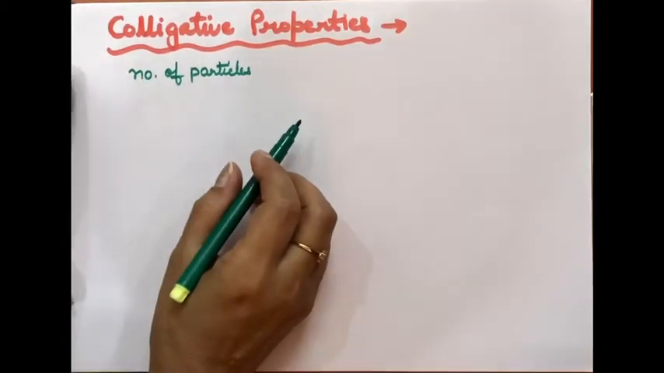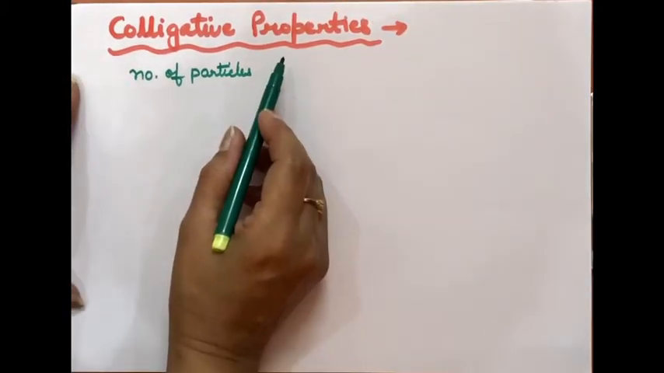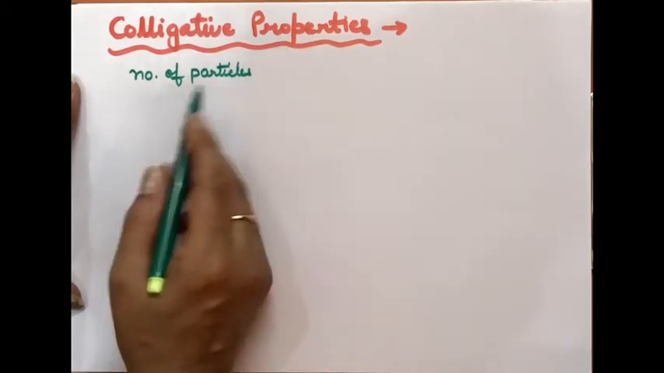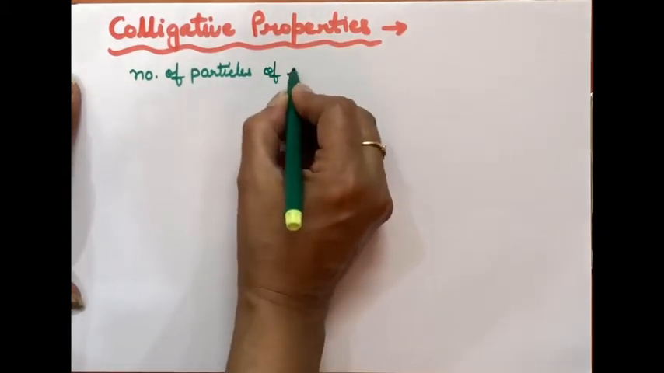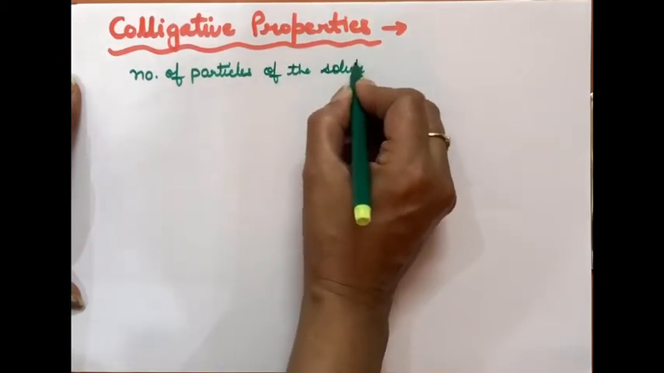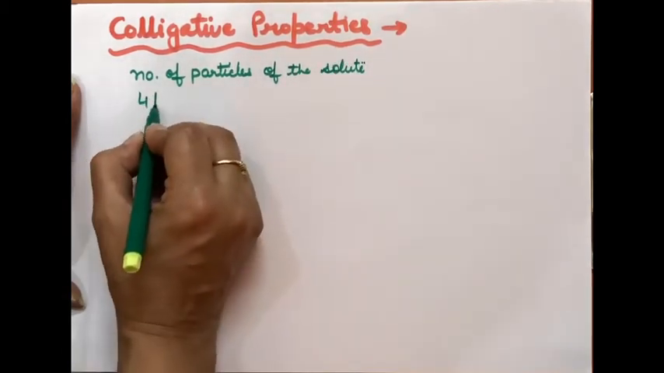Our next topic in solution chapter is colligative properties. So those properties which depend on the number of particles of the solute are known as colligative properties, and these are of four types.